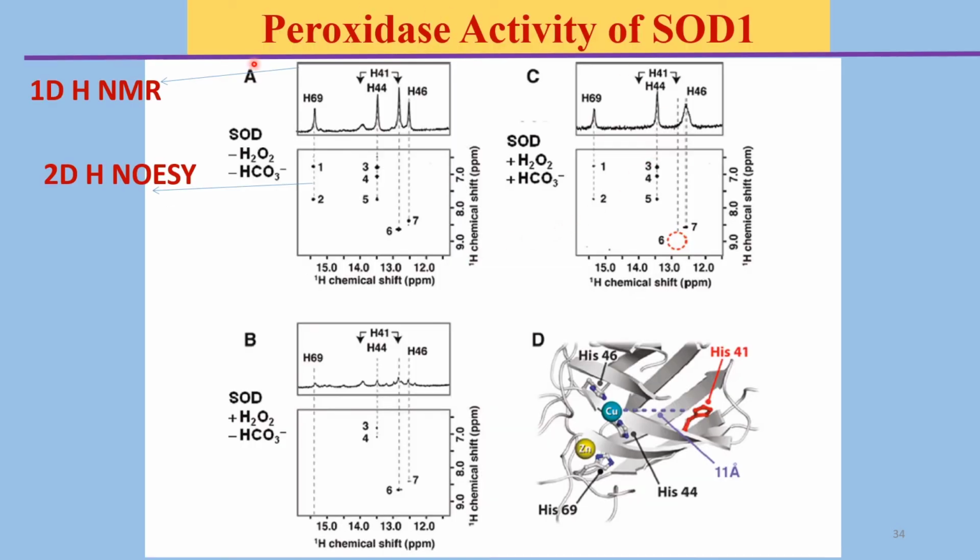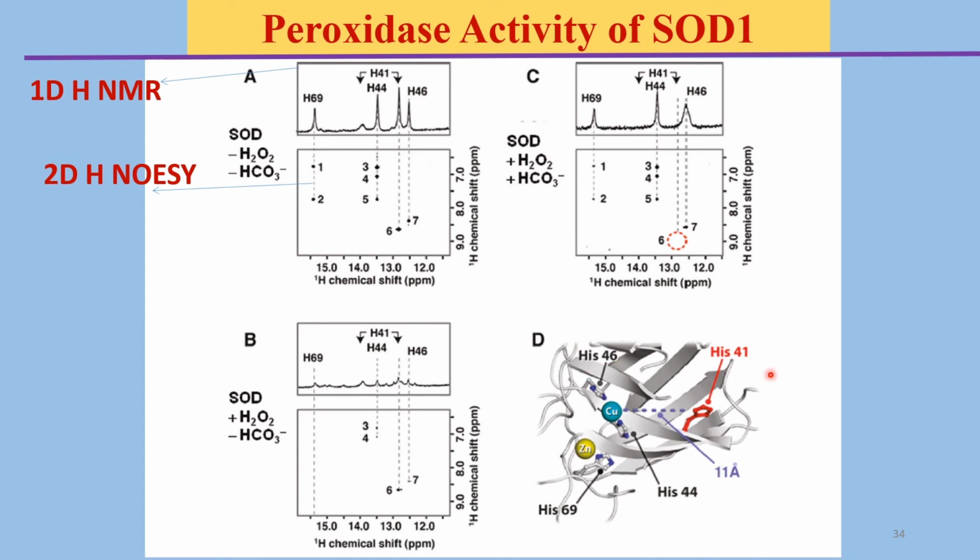During peroxidase activity, in addition to superoxide dismutase activity, this enzyme also possesses peroxidase activity in the presence of hydrogen peroxide and bicarbonate. It is present in our blood, in our cells. For example, this is the one-dimensional proton NMR. We have assigned the active site. This is the active site of the SOD1 protein.